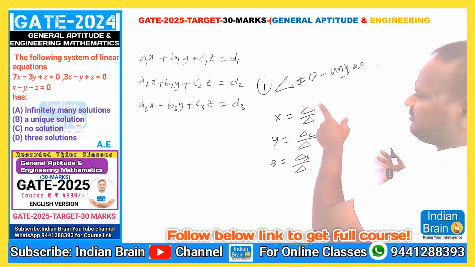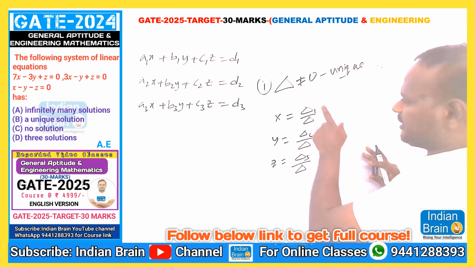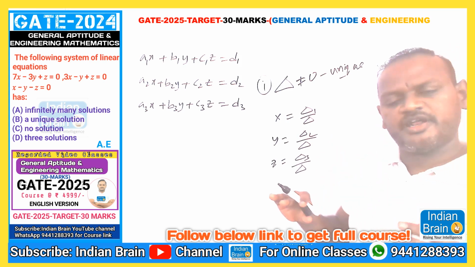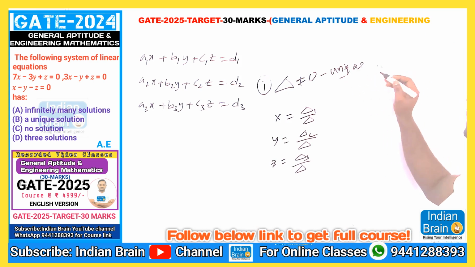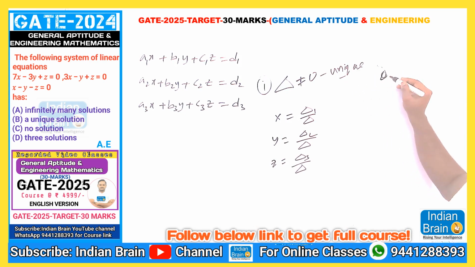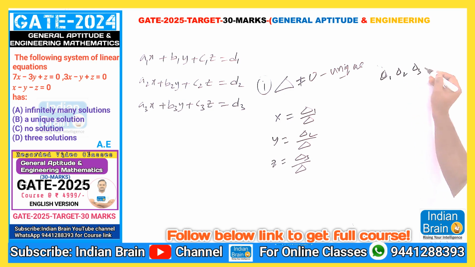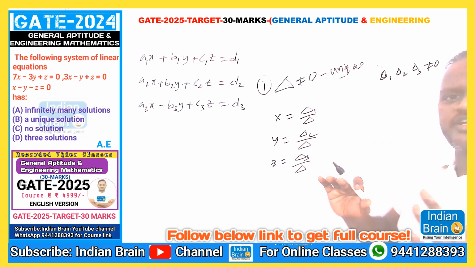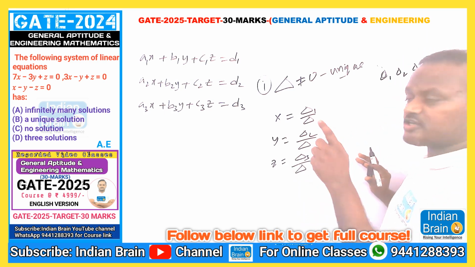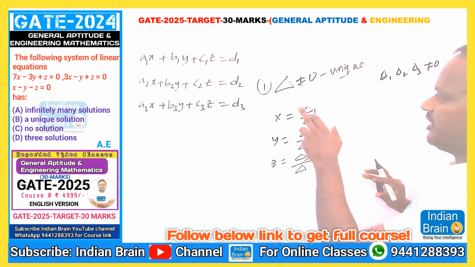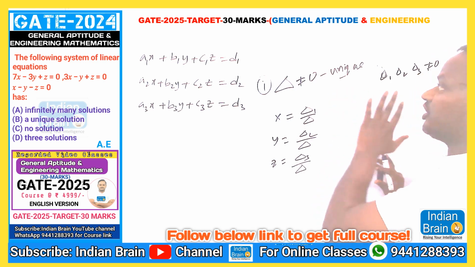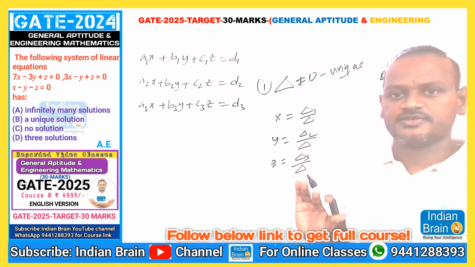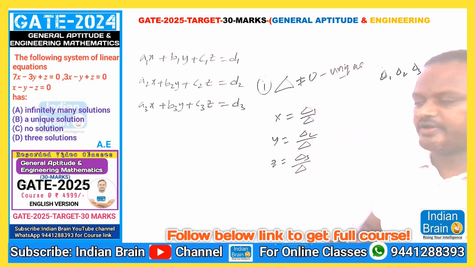Then what about the remaining values? The remaining values can be 0, that is another issue. Okay, let's go for the next one. Delta 1, delta 2, delta 3 may not be equal to 0. Some value can be 0, that is another issue, we don't want. Always we need to focus on the delta value. If delta value is not equal to 0, then only I can get unique solutions. That is the first case.